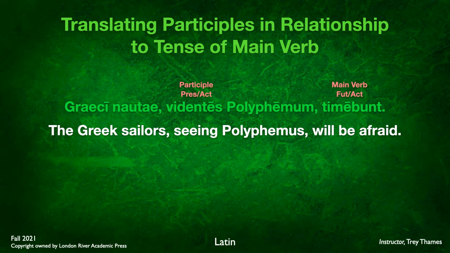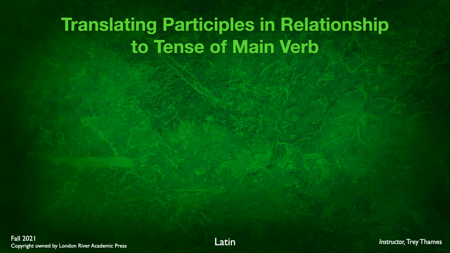We really don't have much of a shift in how we're translating the present tense here. It's just happening at the same time as the future event of them being afraid in the future. The Greek sailors seeing Polyphemus will be afraid. Let's look at just a couple more examples here.